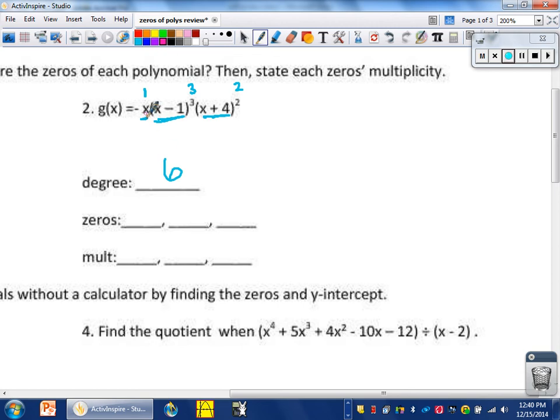So the zeros: our x contributes a zero of 0. Your minus 1 contributes a zero of positive 1. And your plus 4 contributes a zero of negative 4. And once again, the multiplicity: x is raised to the first power, x minus 1 is raised to the third power, x plus 4 is raised to the second power. 2 plus 3 plus 1 equals 6. We got all of them.